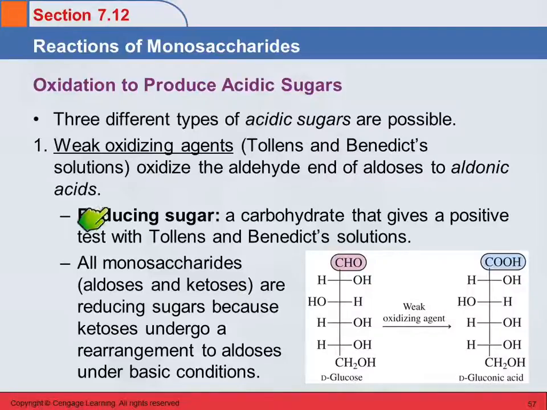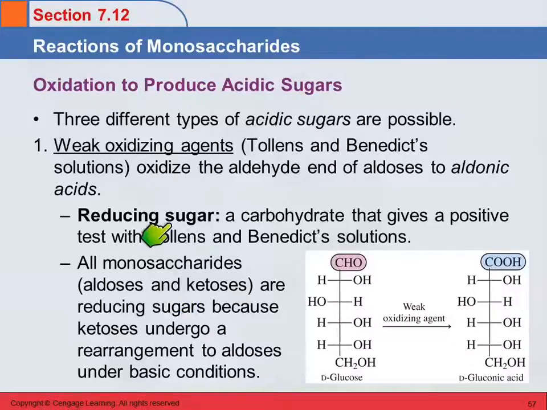So a reducing sugar is oxidized because it's the reducing agent. And so these will give positive tests with Tollens and Benedict's solutions, and we're going to do that in class today. All the monosaccharides are actually reducing sugars. Aldoses we understand because the aldehyde functional group is oxidized to a carboxylic acid. But do ketones get oxidized by weak oxidizing agents? No, they don't. So what's going on that ketoses also act as reducing sugars?